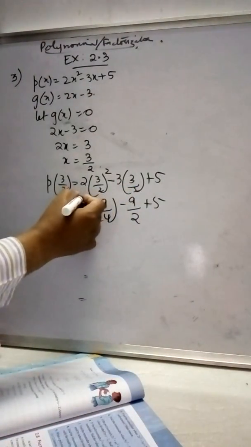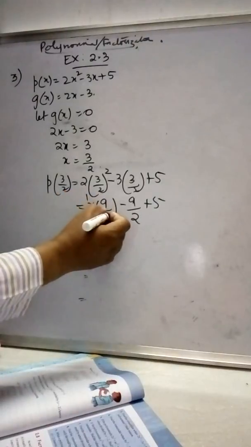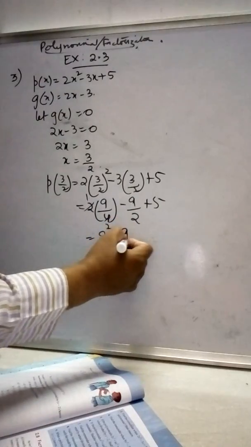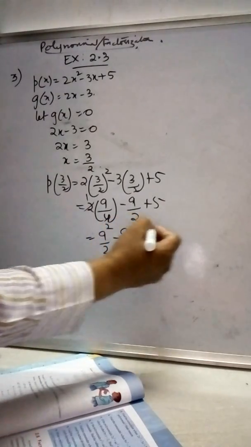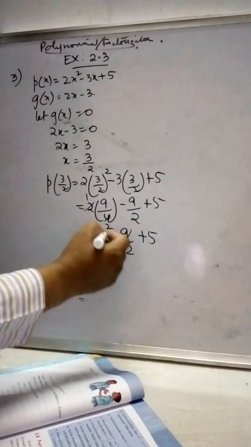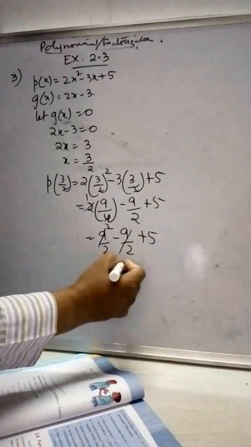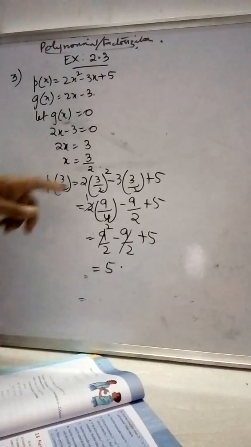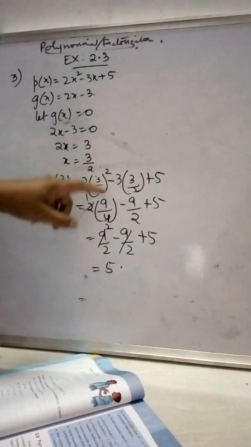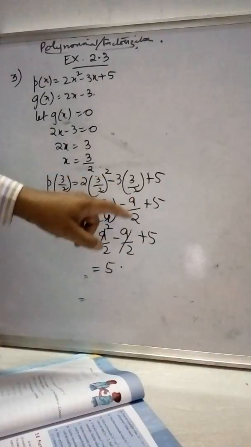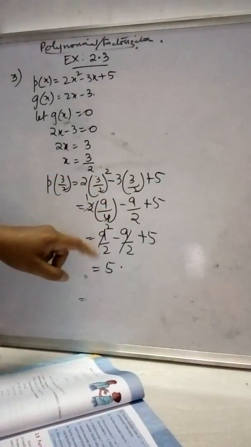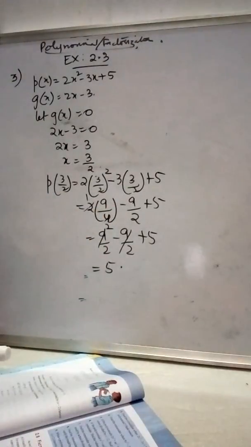2 1 times 2, 2 times. So I'm getting 9 by 2 minus 9 by 2 plus 5. So 9 by 2 gets cancelled. Answer is 5. 3 by 2 whole square: 3 square means 9, 2 square means 4. So 3 into 3 is 9 by 2. 2 1 times 2, 2 times, so I'm getting 9 by 2, 9 by 2 minus 9 by 2. So the answer we are getting is 5.